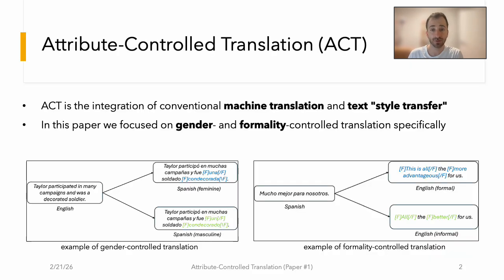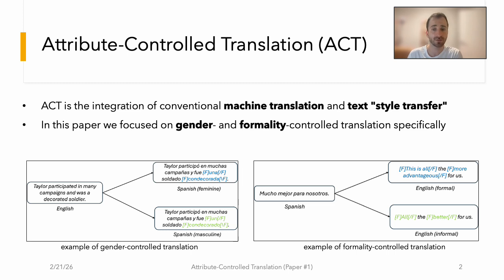Attribute Control Translation, or ACT for short, is the integration of conventional machine translation and text style transfer, where the model not only needs to faithfully translate the source sentence, but the predicted text is constrained to comply with certain predefined linguistic and stylistic attributes. In this paper, we have focused on two of those attributes, gender and formality.